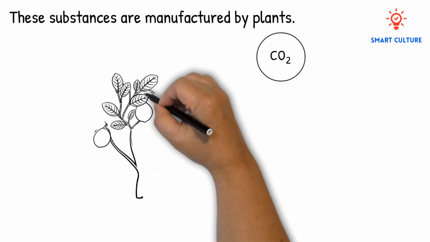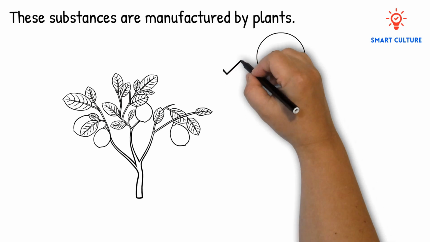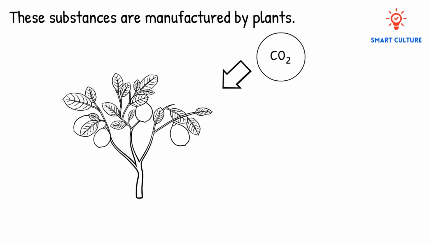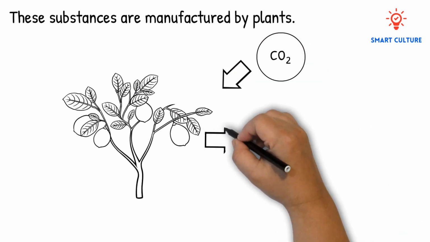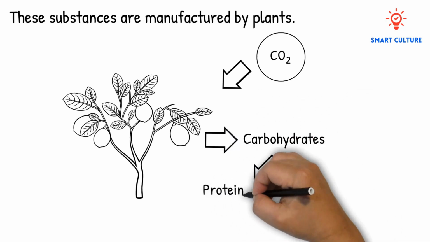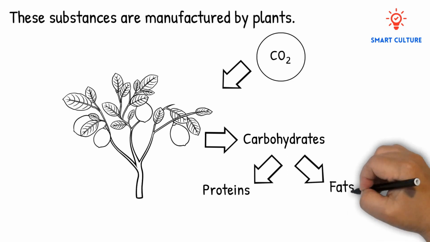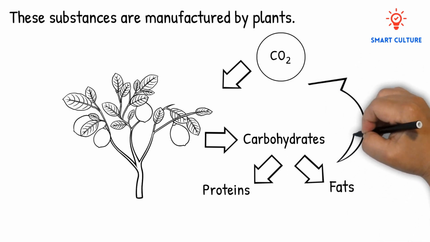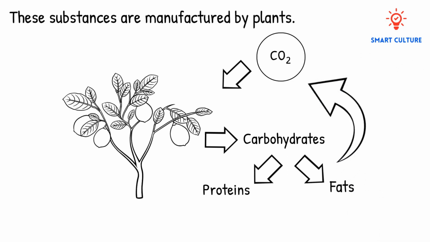During the process of photosynthesis, carbon dioxide enters the plant, and the plant then uses the carbon dioxide to manufacture carbohydrates. Then the plants use the carbohydrates to make proteins and fats. All of these nutrients are compounds that contain carbon atoms that originally occurred in the air.